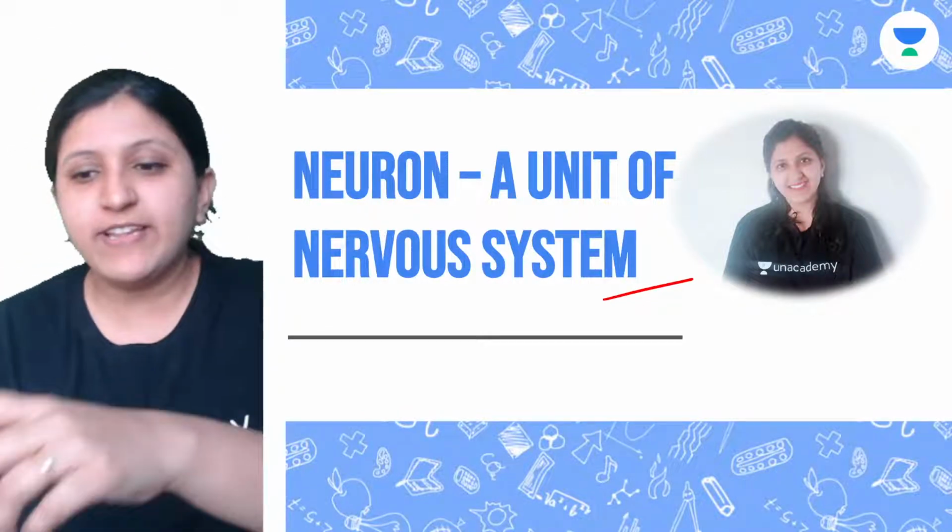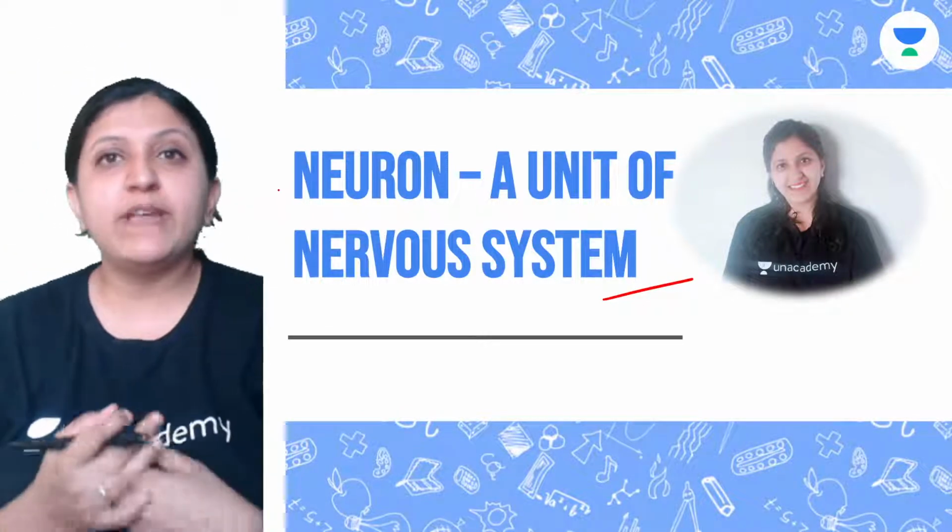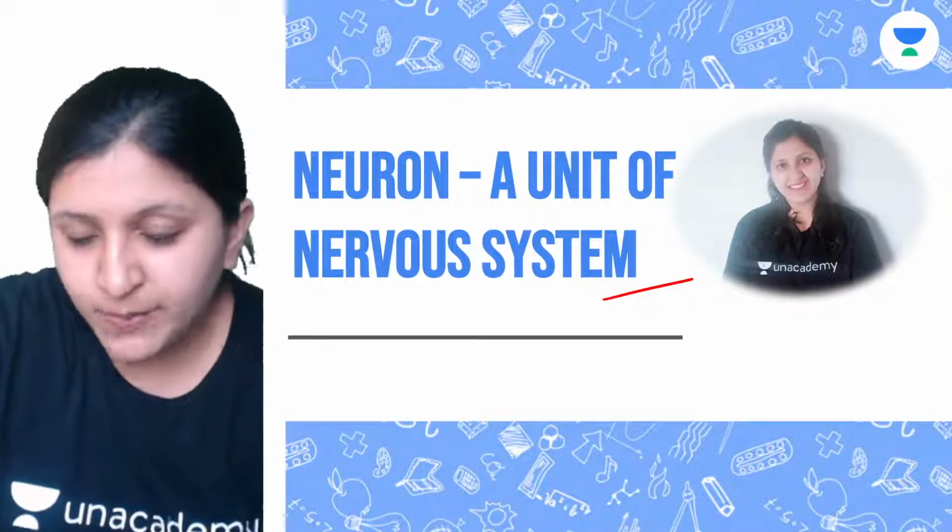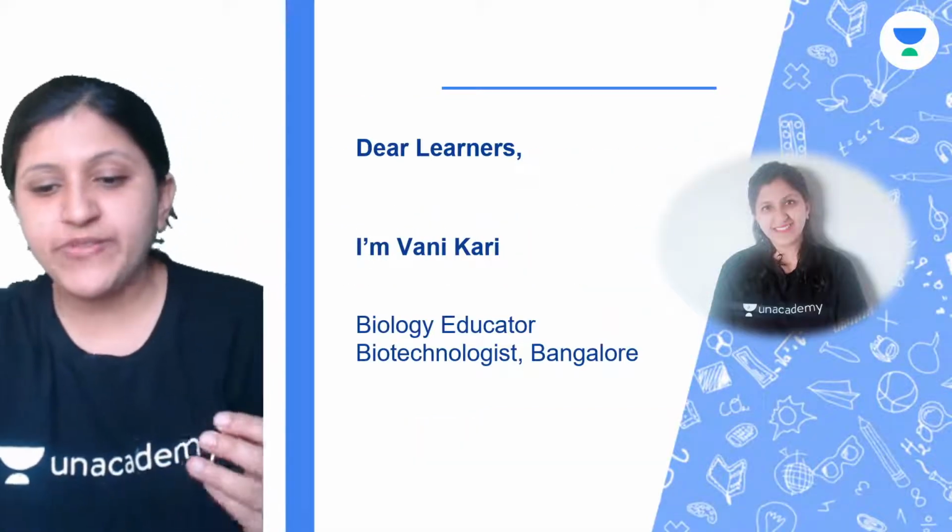So let's have a look at the dendrite part and how it is made, and the different types of neurons which are there. So we will see that.